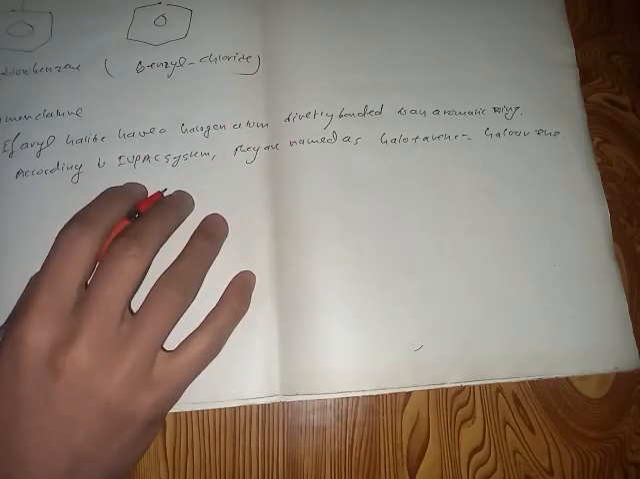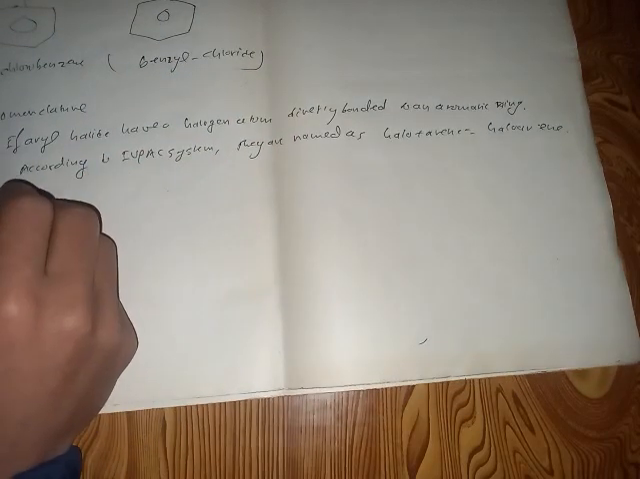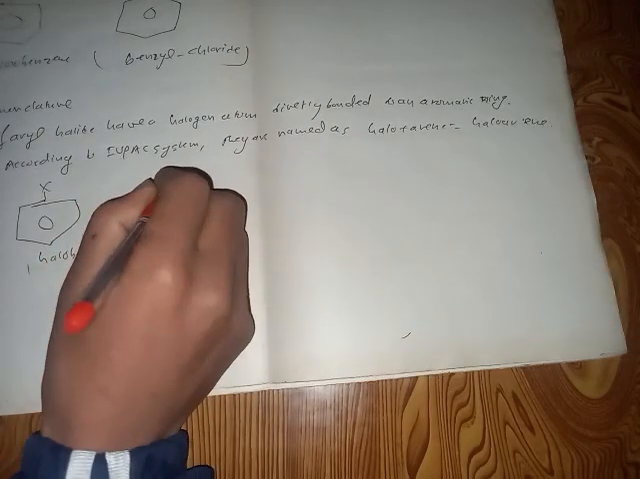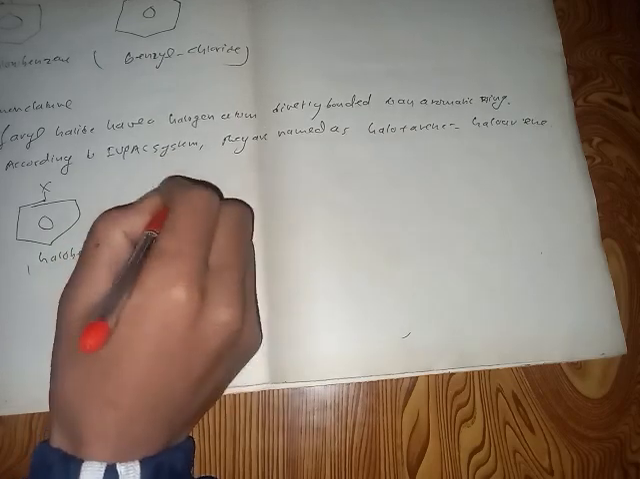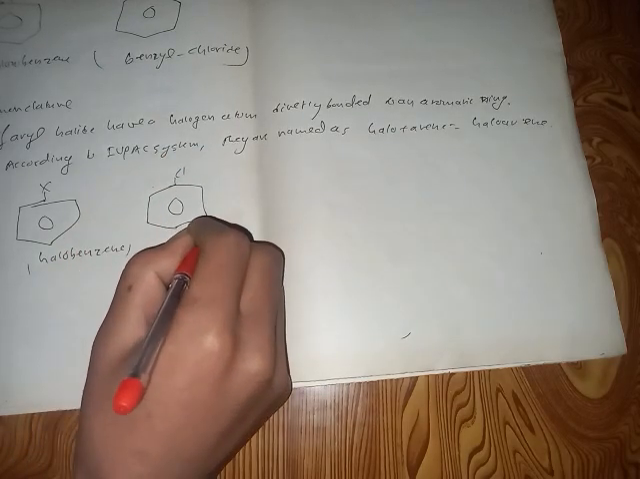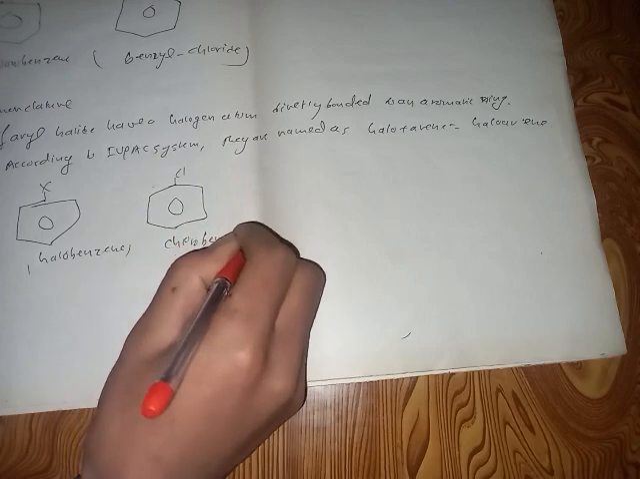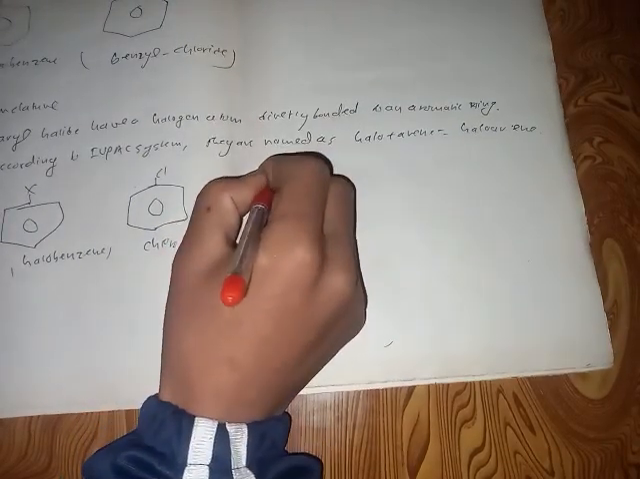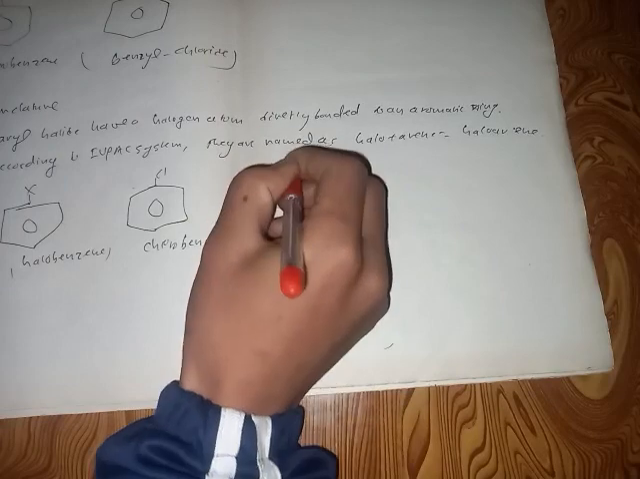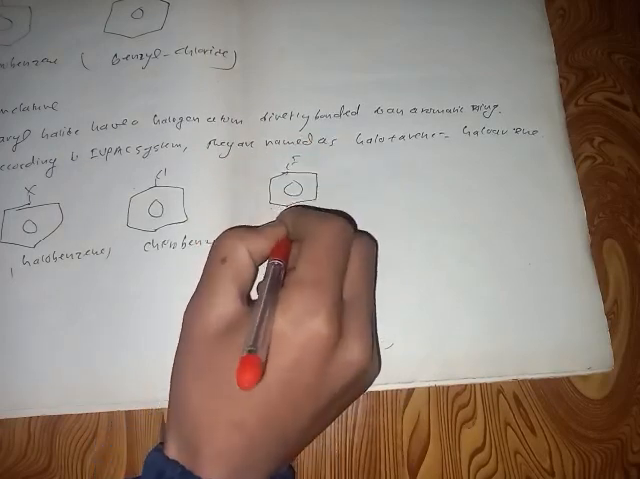And then for specific compounds, for example, the name of this compound is halobenzene, and another structure. The name of this compound is chlorobenzene, and next, the name of this compound is iodobenzene.